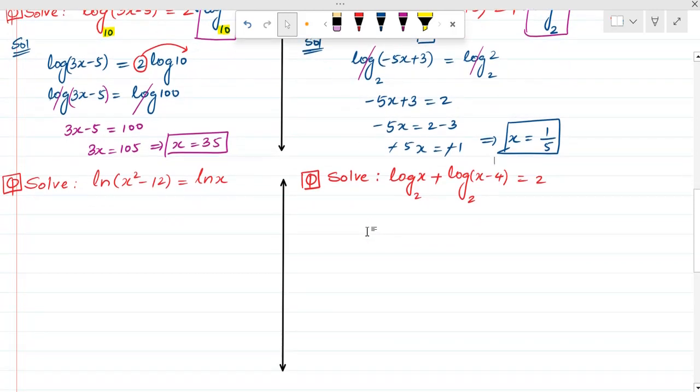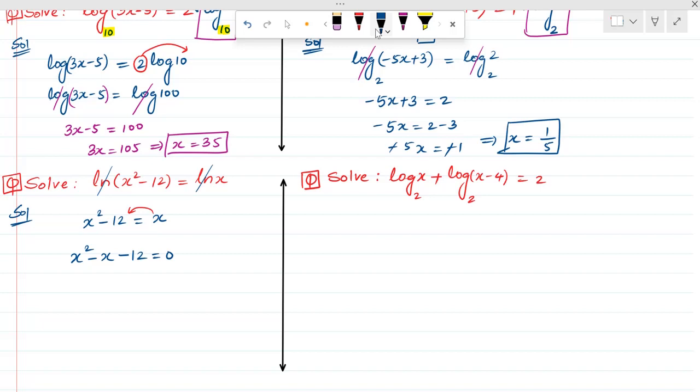The next question: solve ln of x square minus 12 is equal to ln x. Since the ln is given on both sides, I can just remove the ln on both sides. So what happened here? The remaining terms: x square minus 12 equal to x. Now I have to solve this quadratic equation. If you move this one here, it becomes a quadratic equation, which in turn implies x square minus x minus 12. The plus x becomes minus x when you move it here.